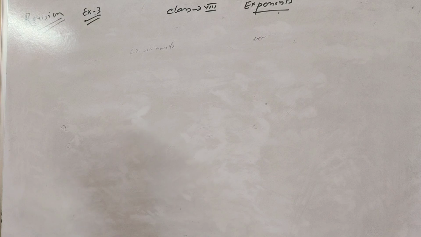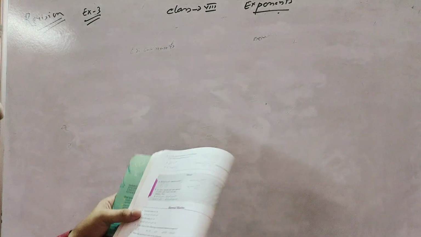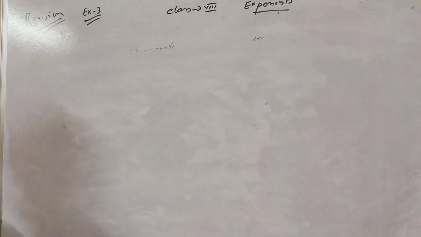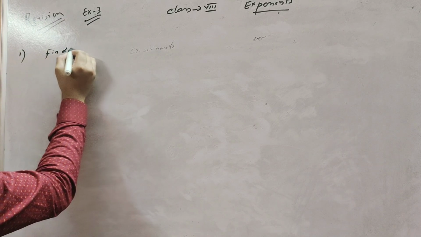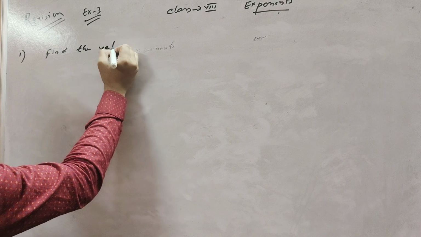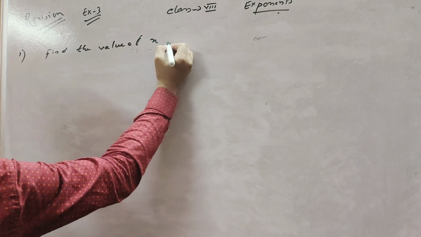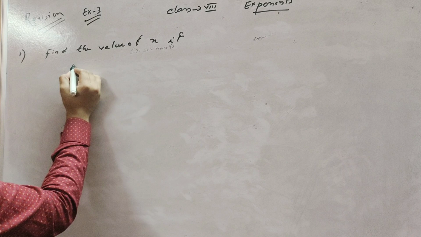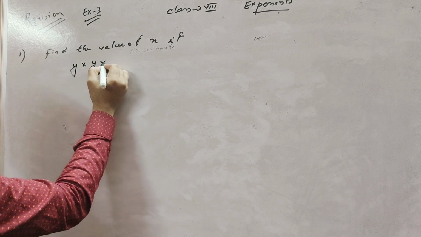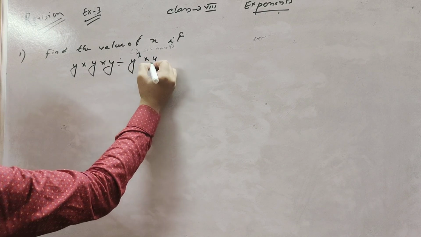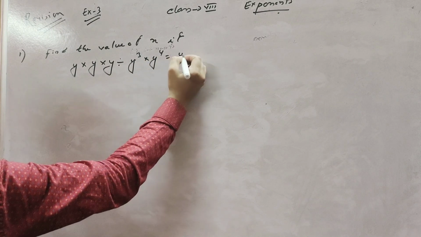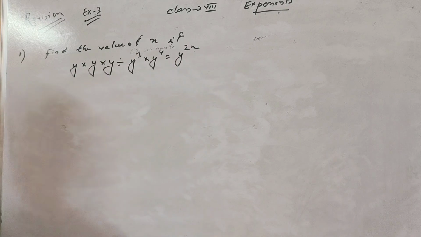Now we do some sums to check it out. The mental math portion is given in your number line book. Mental math portion, number 1: find the value of x if y into y divided by y cube into y to the power 4 is equal to y to the power 2x. Then find the value of x.